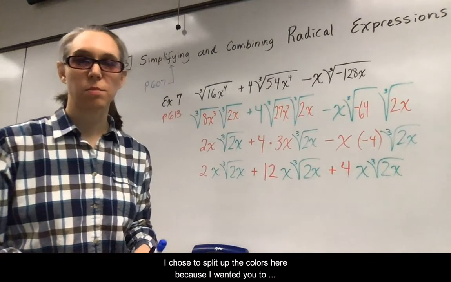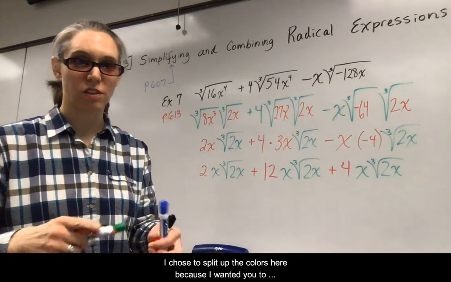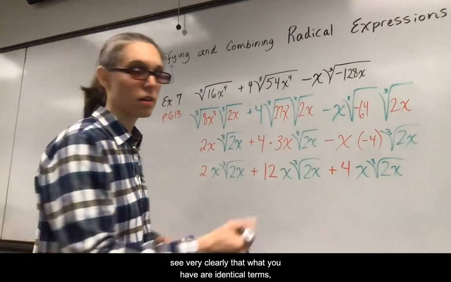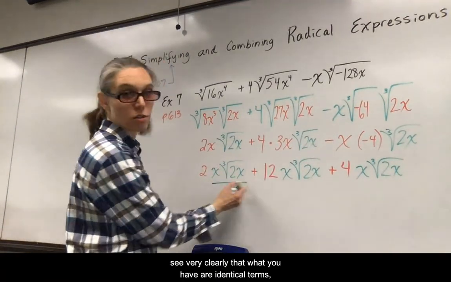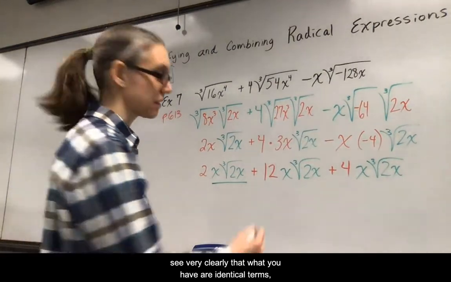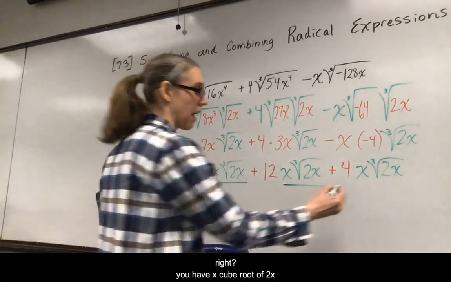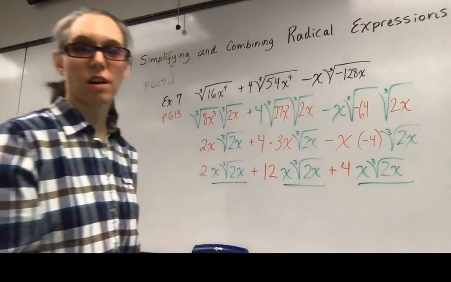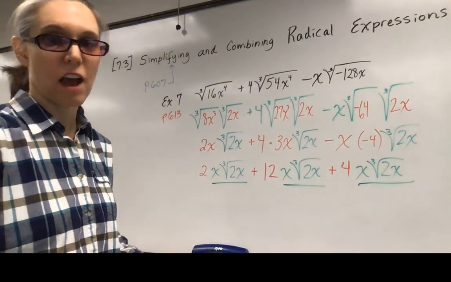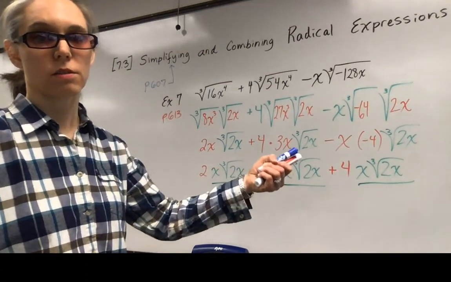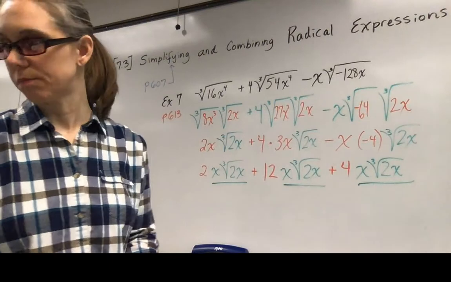I chose to split up the colors here because I wanted you to see very clearly that what you have are identical terms, right? You have like terms. X cube root of 2x. X cube root of 2x. X cube root of 2x. How many do you have? 2 plus 12 plus 4, which is 18.